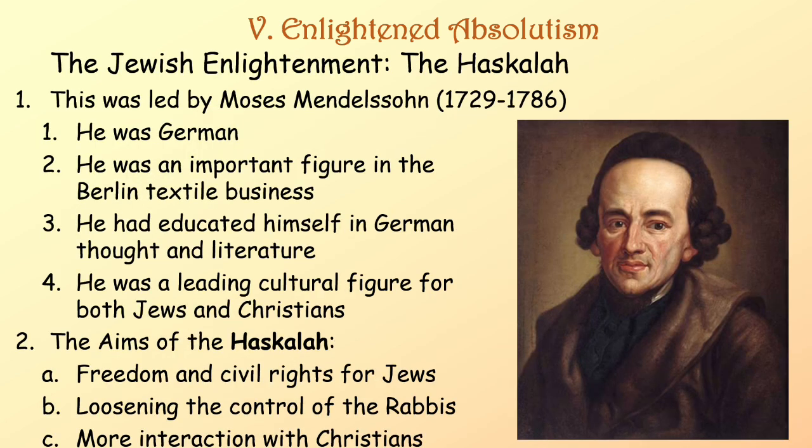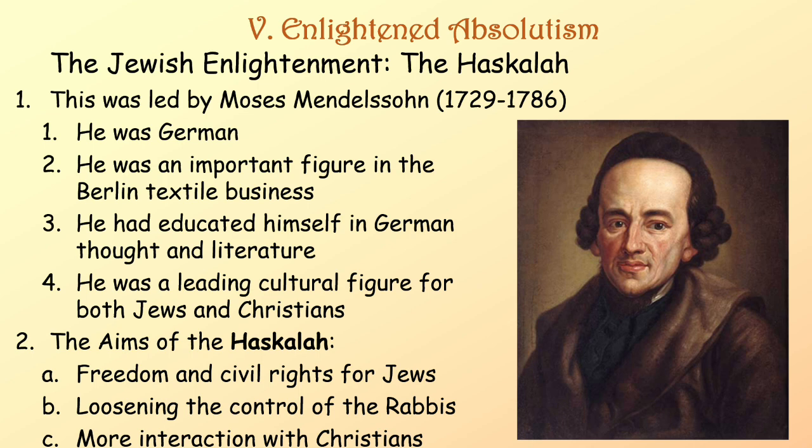So the Jewish Enlightenment, the Haskalah, was led by Moses Mendelssohn, who lived from 1729 to 1786. He was a German. He was an important figure in the Berlin textile business. He had educated himself in German thought and literature, and he was a leading cultural figure for both Jews and Christians. So this Haskalah movement, the aims of it were threefold.